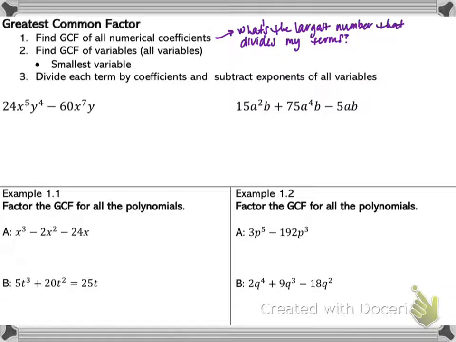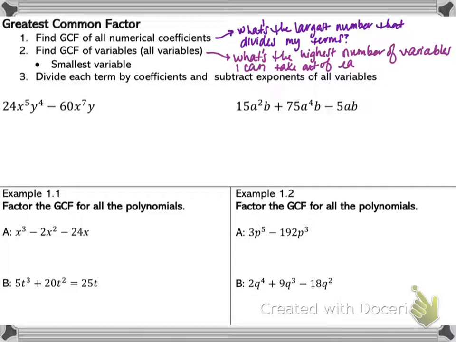And again, it's the same idea as your variables, but sometimes it's a little abstract to think about because we are used to looking at 2s and 3s and 4s, but we're not exactly used to looking at x's and y's and z's. And so in this case, what you want to ask yourself is, instead of what is the largest x you can divide by, you can ask yourself, well, what is the most of a variable that I can take out? Or what's the highest number of variables I can take out of each term?